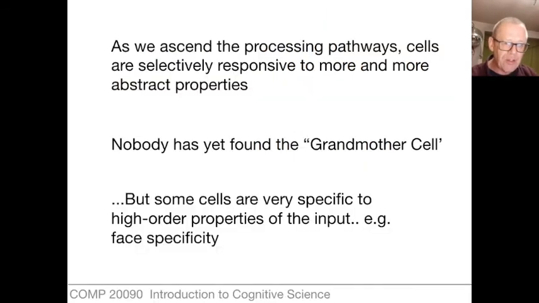Now, as we go up these so-called processing pathways, we find cells that selectively respond to more and more high-level meaningful properties of the world, although nobody has yet found the mythical grandmother cell. This will be a cell that responds only to the presence of your grandmother, for example. But some cells can be very specific to high-order properties of the input, for example, responding to familiar faces. And in the next video, we'll look at an illusion based on a highly specific response to a face stimulus.